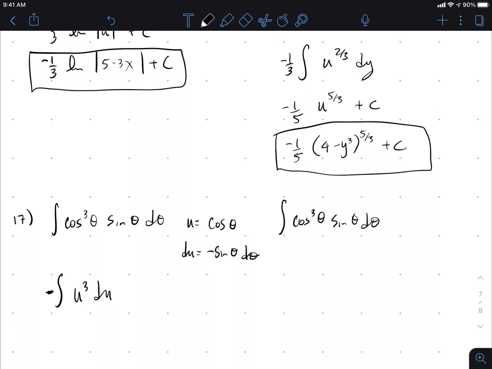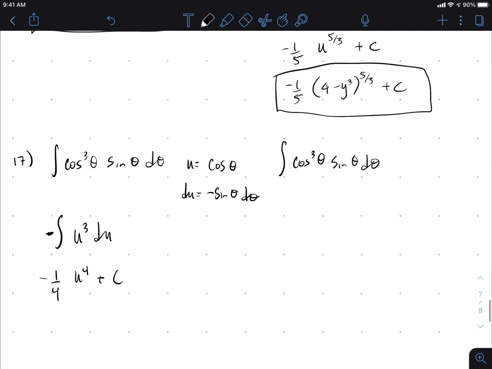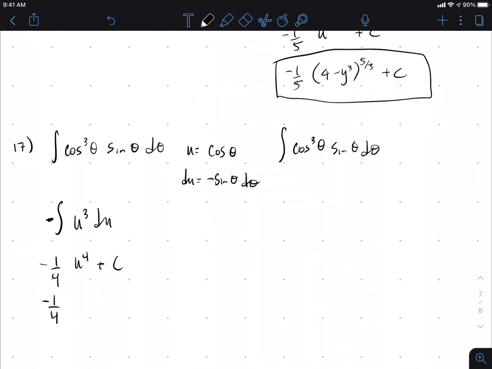Oh, okay. So then this is going to become u to the 4th, a negative 1/4 plus c. So I'm going to get a negative 1/4 cosine to the 4th power theta plus c. And that's my answer. Okay?